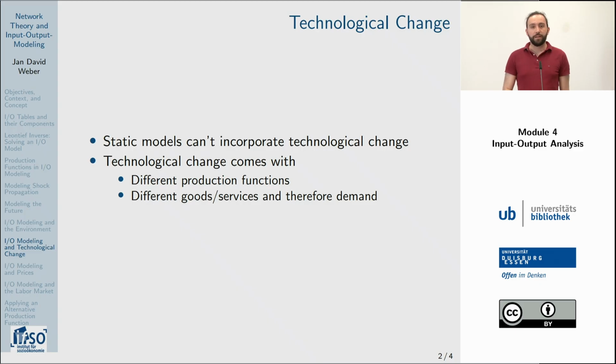Think of all the things that developed out of the fact that we can suddenly have a phone in our own pocket. 40, 50 years ago, many of the industries that are depending on mobile phones didn't even exist. So this technological change has far-reaching impacts on the economy and therefore must be incorporated into input-output models as well, especially if you look into the future.